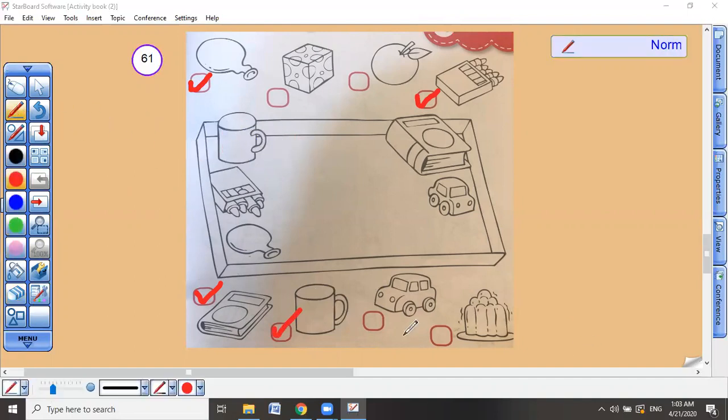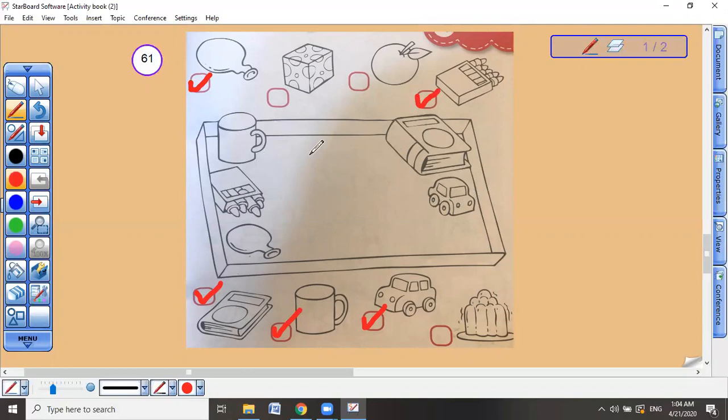Now, what's this? It's a car. Now, can you see the car on the tray? It's a toy. Yes. So, you will draw a tick. Now, what's this? It's a jelly. Now, can you see the jelly on the tray? No. So, what are the tray items? We have a balloon, crayons, mug, book, and a car. Good job.